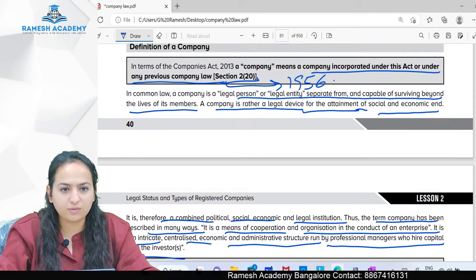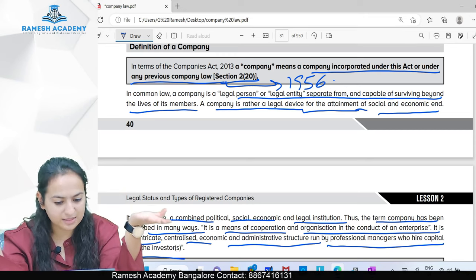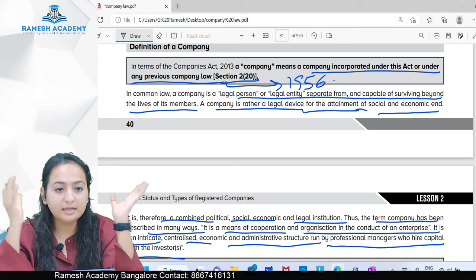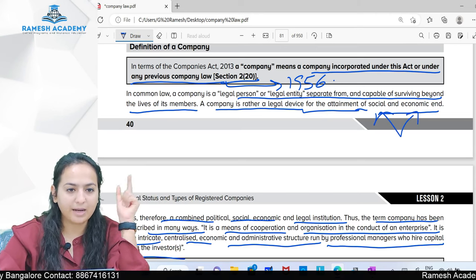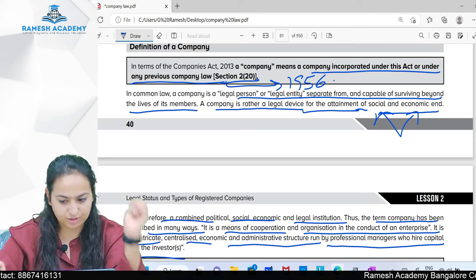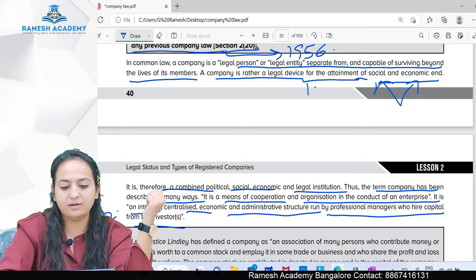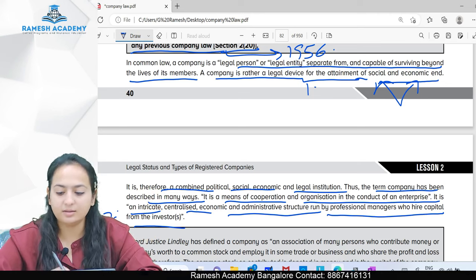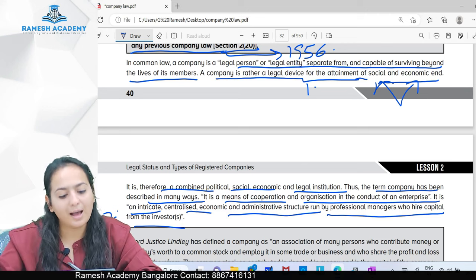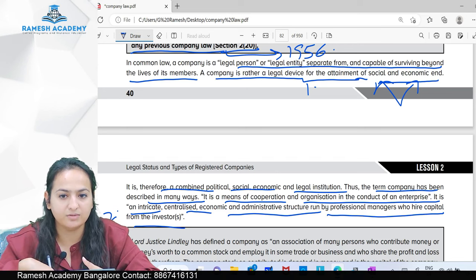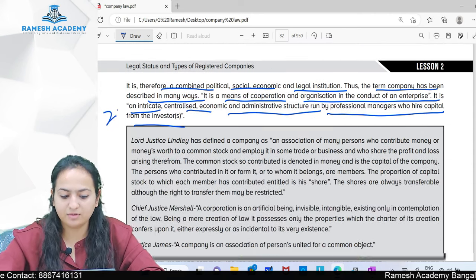So, what is the meaning and definition of this company? A company is incorporated under this act, meaning the 2013 act or any previous act. Basically it is a legal device formed for the attainment of social and economic ends. So it is a combined political, social, economical, legal institution. The term company has been derived in many ways. This was the first definition that you can refer to, and the second definition you can refer to is this: it means a cooperation and organization in the conduct of the enterprise. It is a centralized economic administrative structure run by professional managers who hire capital from the investors. So those who take the capital from the investors, the company is formed by the people who hire the capital from the investors.